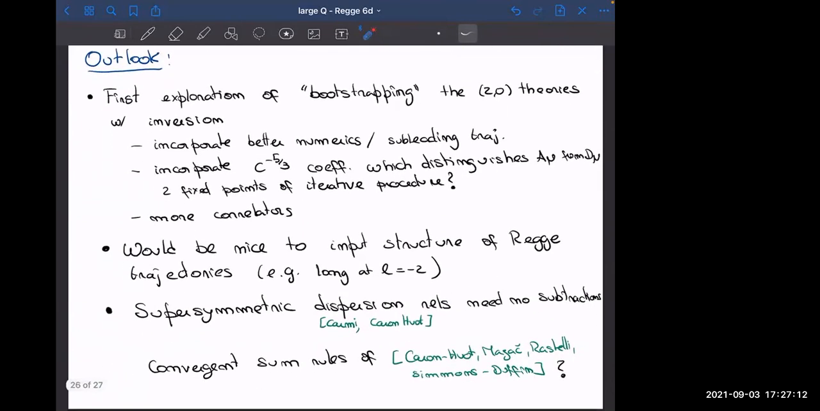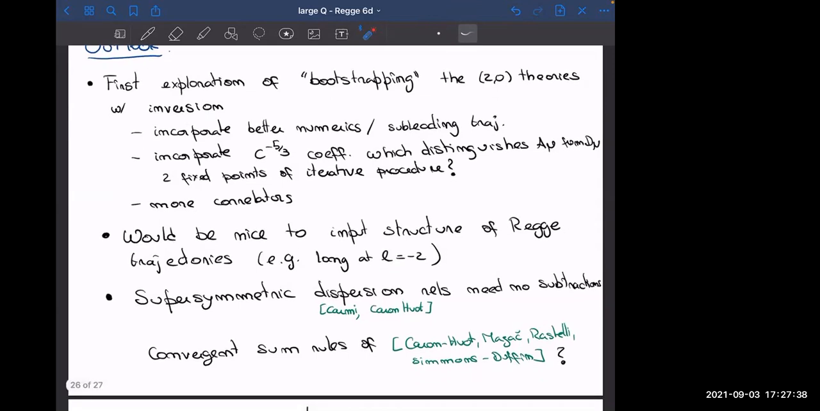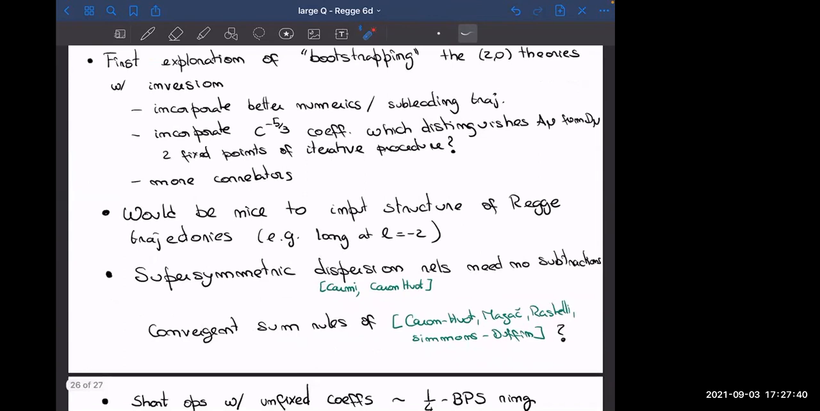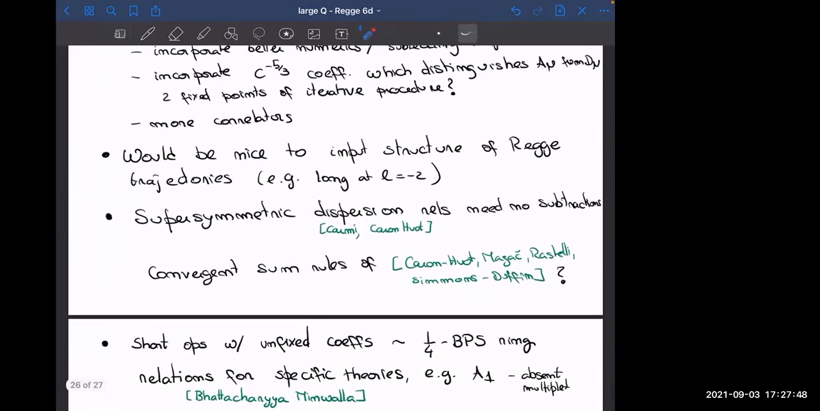And then the other thing would be a bit more speculative. It'd be nice to try to incorporate the structure of Regge trajectories we saw to make use of this negative spin. Especially in the numerics, it would be wonderful if we could find a way to fix it. We know that all the trajectories have some pinch points at spin -2, and it would be wonderful if we could just pin them down. And more broadly, all the work on supersymmetric dispersion relations that people have been doing for supersymmetric series, you would need no subtractions. So they would also be appealing there.